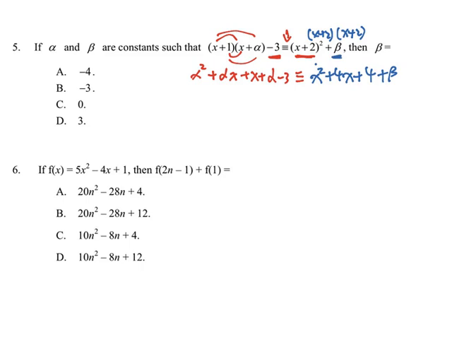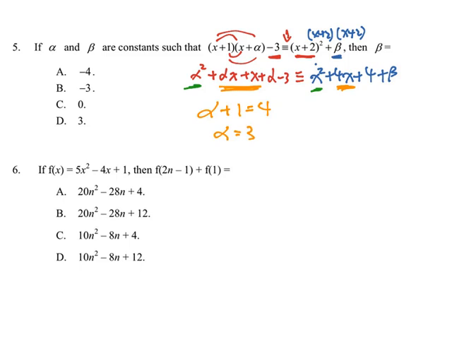Next, we'll compare their coefficients. That means the x squared term, x term, and constant term. For the x squared term, no need because they are the same. So next, we'll compare the x term. For the x term, we just get the coefficient. So it becomes alpha plus 1 for this one, and for this one, equal to 4. Alpha becomes 4 minus 1, becomes 3.